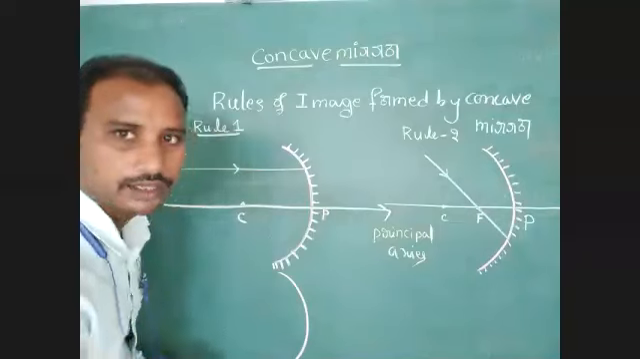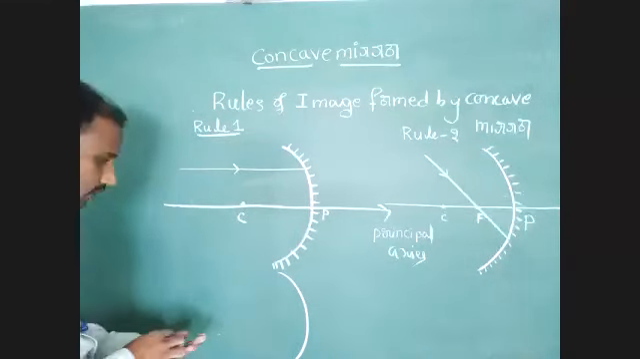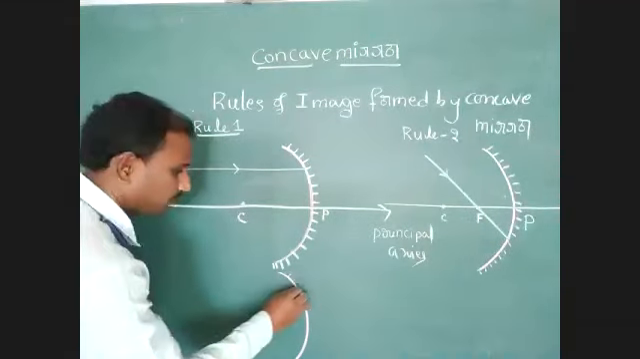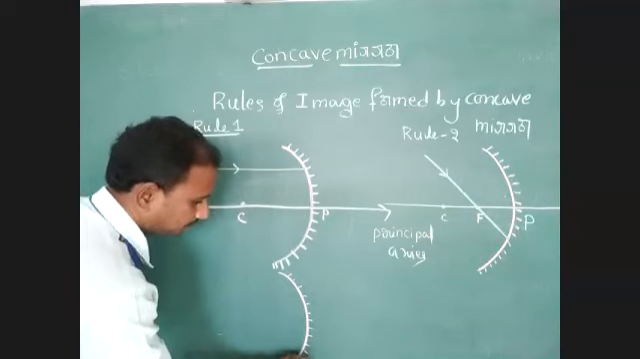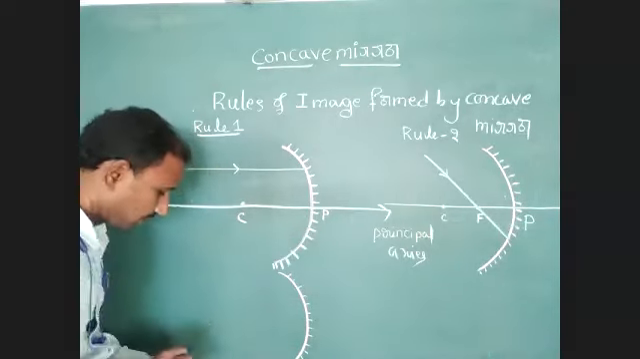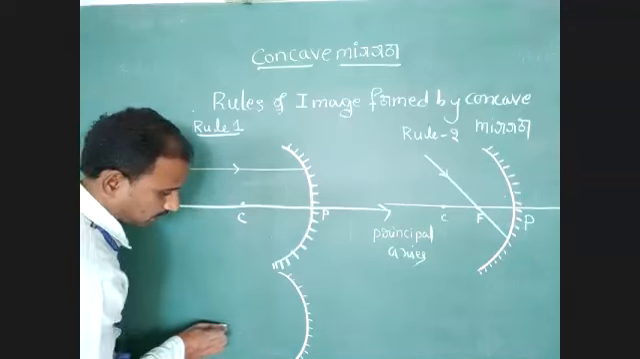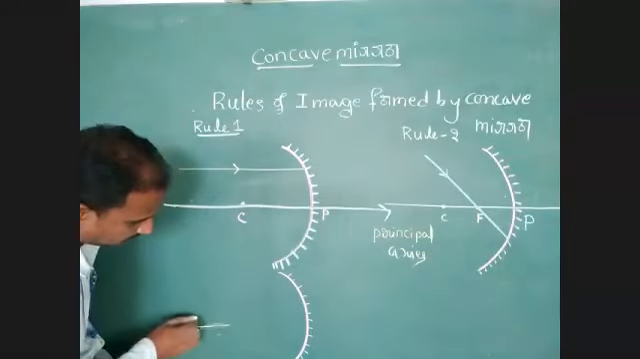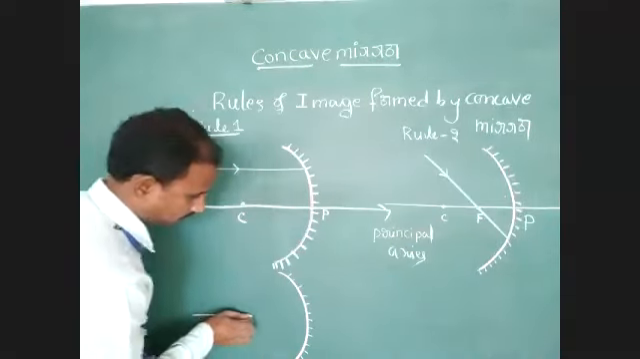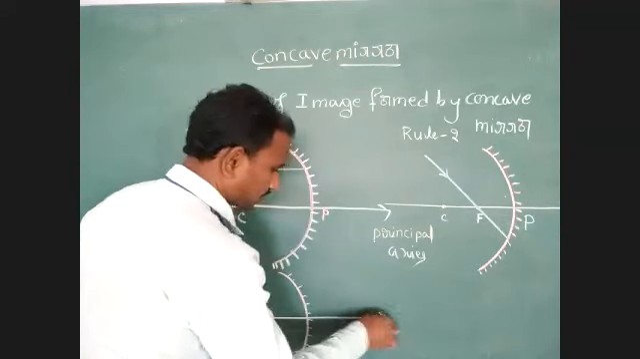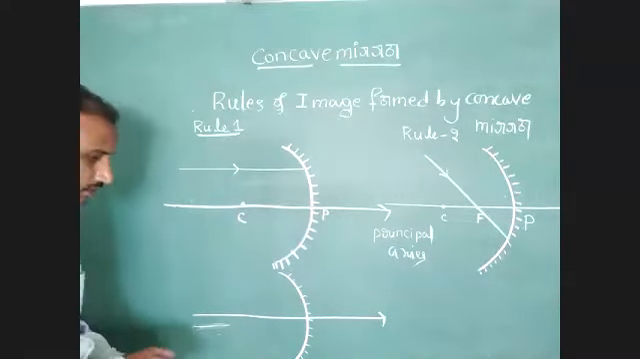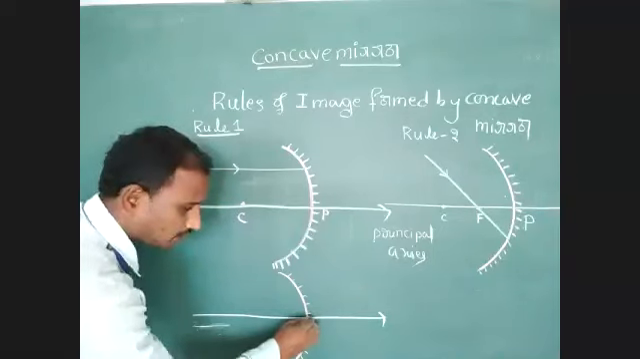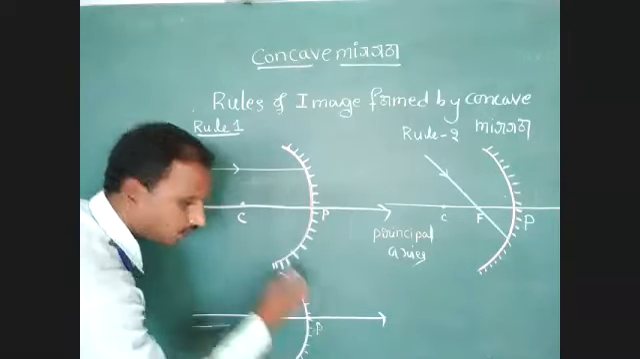Okay, condition 3. Here in condition 3, just identify that surface. The surface is one reflecting surface. Which surface? Concave reflecting surface. Draw the principal axis. The midpoint of this mirror is called the pole.